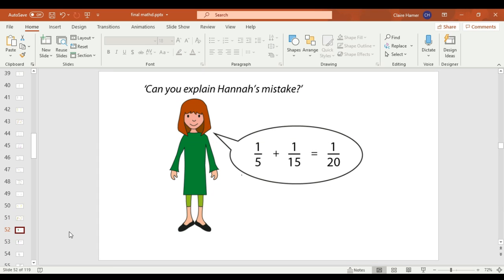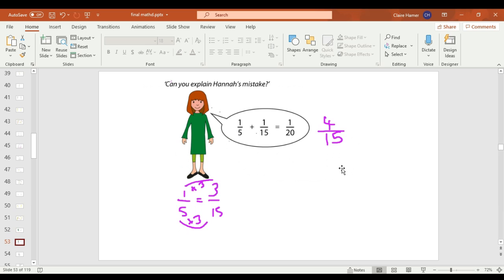Right, can you explain Hannah's mistake? She's done 1/5 add 1/15. She's got 1/20. What has she done wrong? I'm hoping that you've spotted that she actually added the denominators together. You don't do that. And she didn't find the common denominator. So just remember that. The answer should have been 4/15.